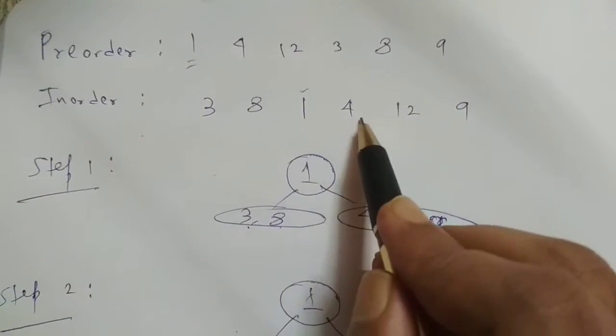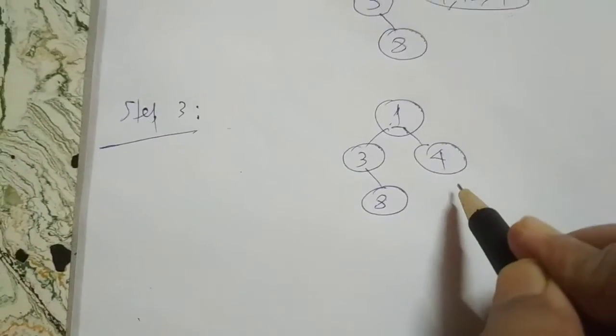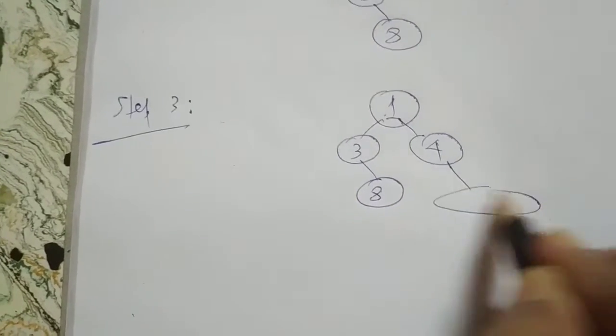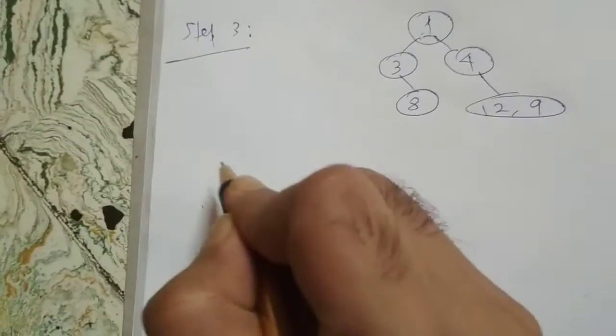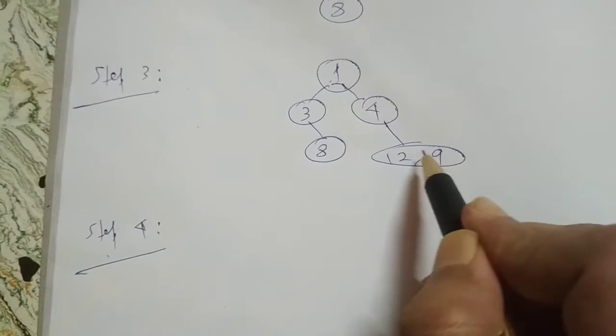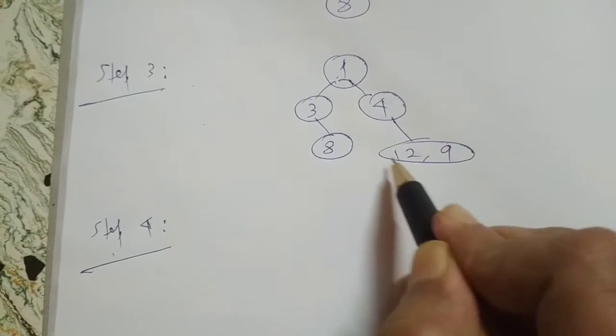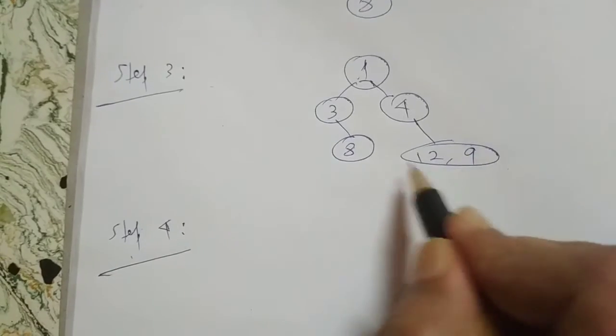Now what about 12 and 9? If you look at the in-order, you can find that 12 and 9 both are to the right of 4. That means to the right of 4, I'll have 12 and 9. Now I'll move on to step 4. In step 4, I have to determine the root of this subtree containing 12 and 9. How do I determine the root of this subtree? Again, I look at the pre-order.